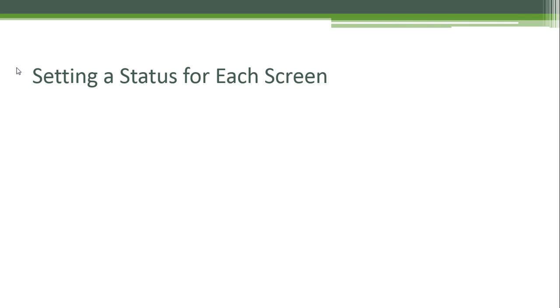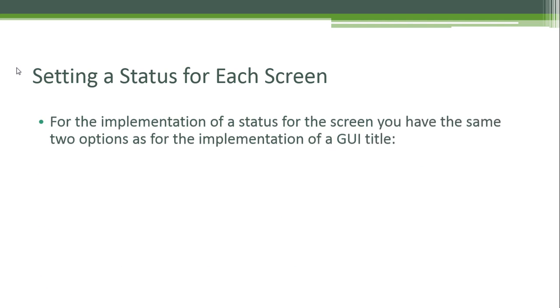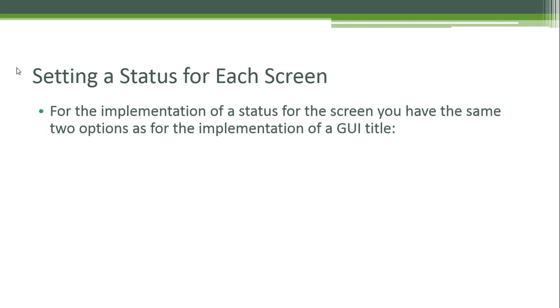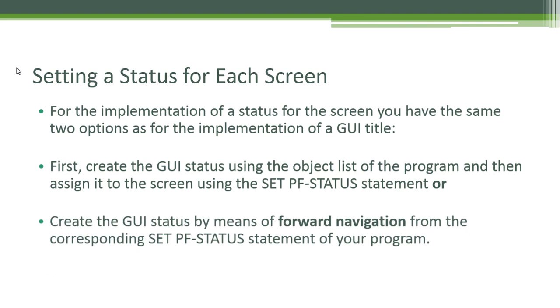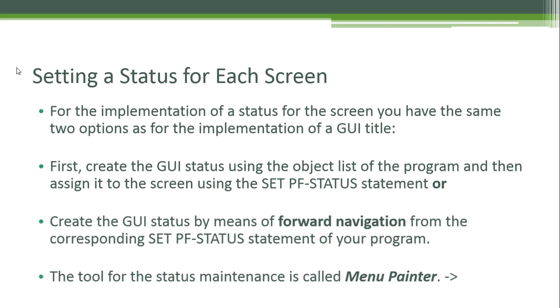Setting a status for each screen, or a GUI status. For the implementation of a status for the screen, you have the same two options as for the implementation of a GUI title. First, create the GUI status using the object list of the program, and then assign it to the screen using the SET PF-STATUS statement, or create the GUI status by means of forward navigation from the corresponding SET PF-STATUS statement of your program. The tool for the status maintenance is called the Menu Painter.